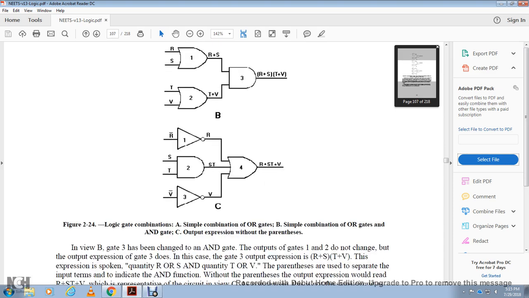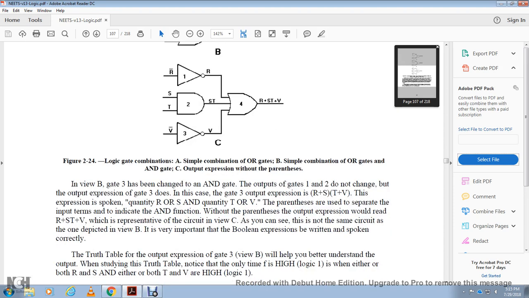All right, C is the output expression in the parentheses without parentheses. Simple combination, a combination of the OR gates. B with this combination of OR gates and AND gates. C the output expression without the parentheses. All right, and view B, the gate 3 has been chained with the AND gate with the output of gates 1 and 2, not chained with the input output of the expression gate 3.